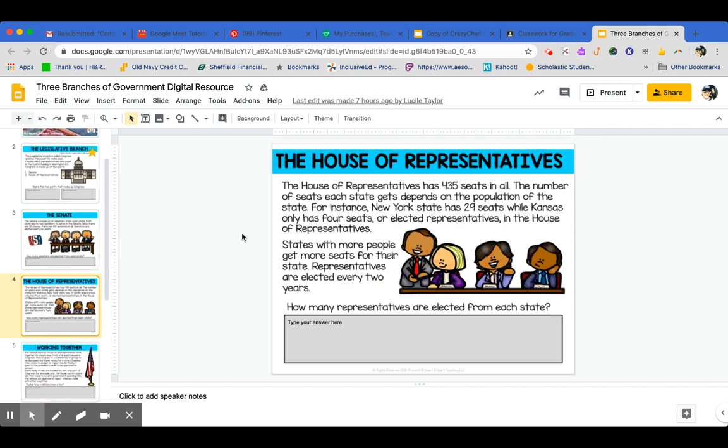The House of Representatives. The House of Representatives has 435 seats in all. The number of seats each state gets depends on the population of the state. For instance, New York has 29 seats, while Kansas only has 4 seats or elected representatives in the House of Representatives. States with more people get more seats for their state. Representatives are elected every 2 years. So, your question for this one: how many representatives are elected from each state?